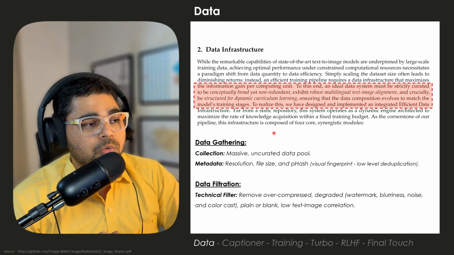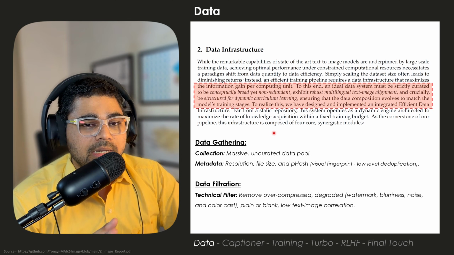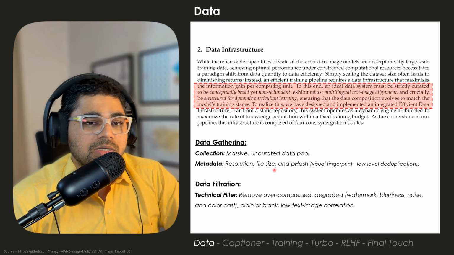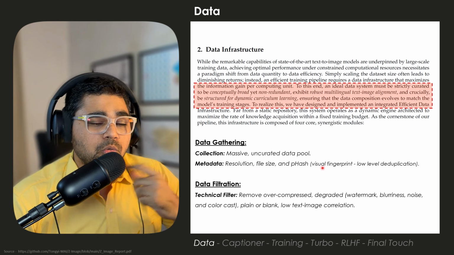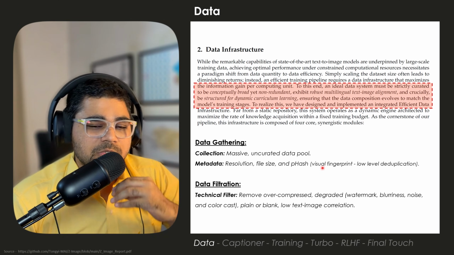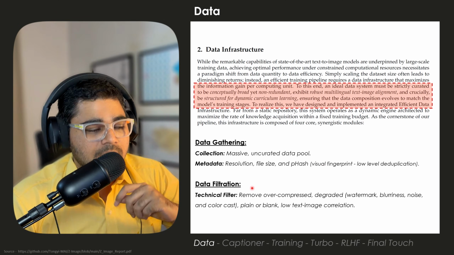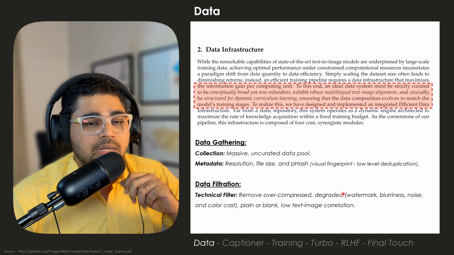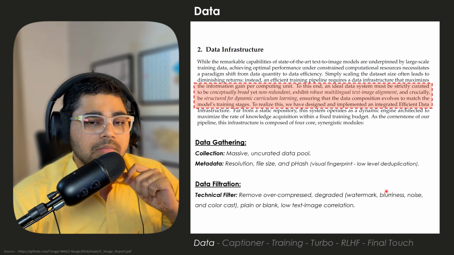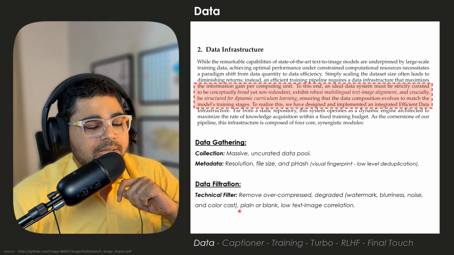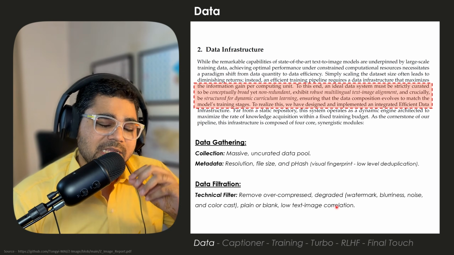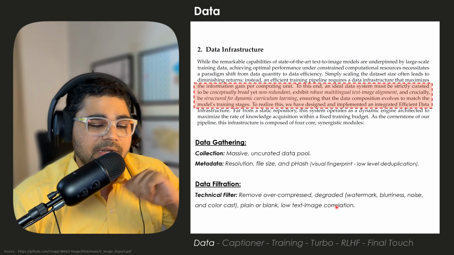So the first stage is going to be gathering this massive uncurated data, for which they are going to add a p-hash based on the resolution and the file size. Now this p-hash is kind of like a visual fingerprint to have the first stage of deduplication, which basically means removing duplicated images. Then you have a data filtration process where you remove compressed images, degraded images based on watermark, blurriness, how much noise that image has, color cast, if the images are plain or blank, and if the images have text which is unreadable. So that is the filtration process.